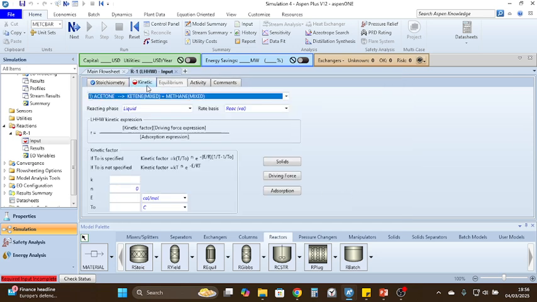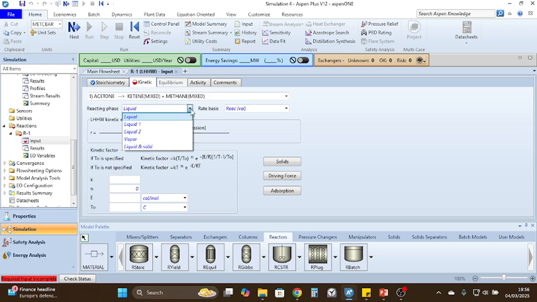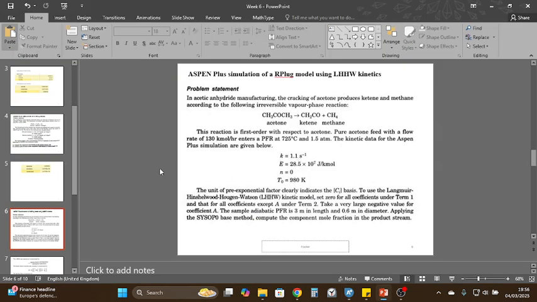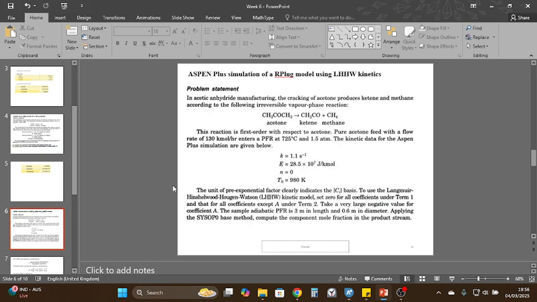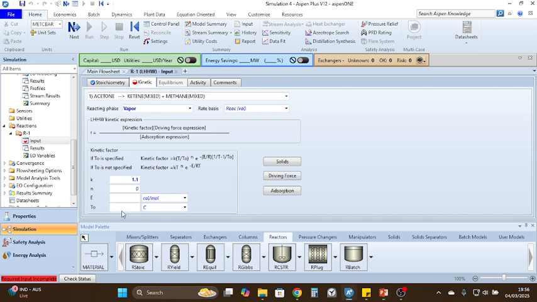Now we are coming to the kinetic part. This kinetic is a bit different from the ones we have done previously. First we have to specify the reacting phase, which is going to be vapor. Next we have to specify these terms. What is the value of K? This is 1.1. Then we have to specify the activation energy.